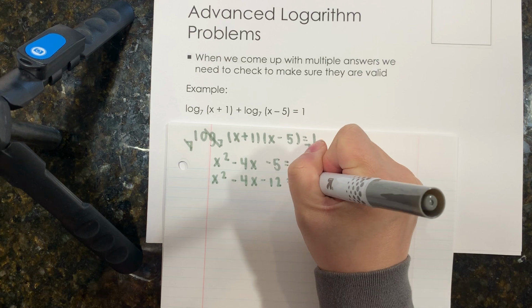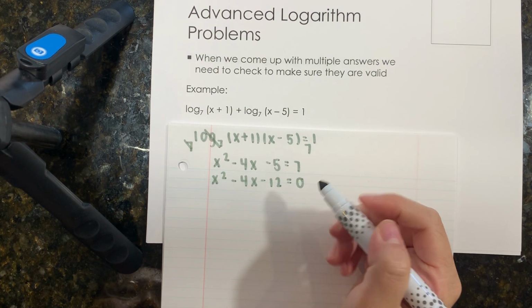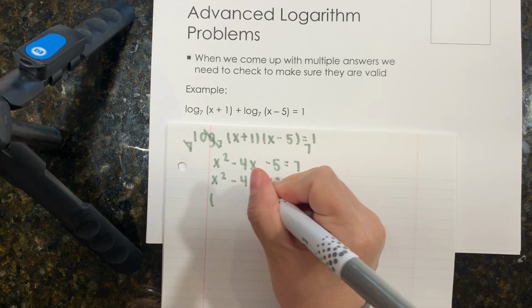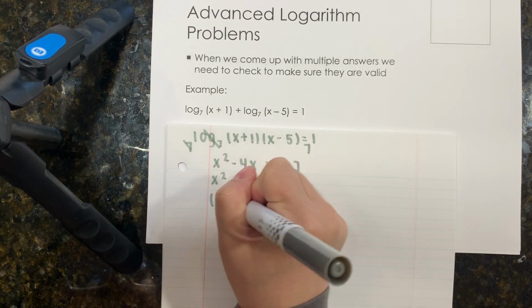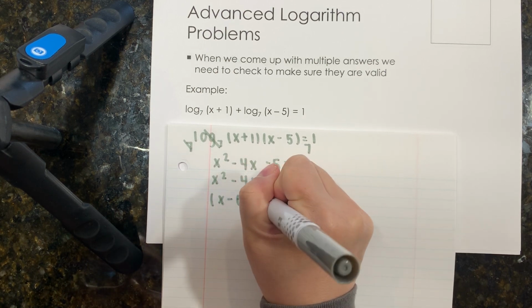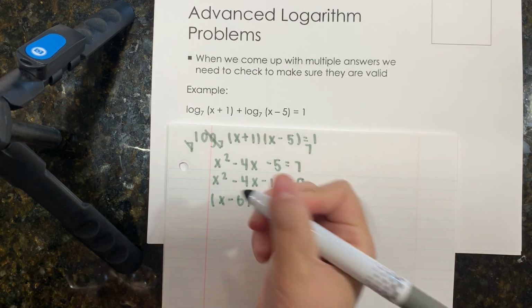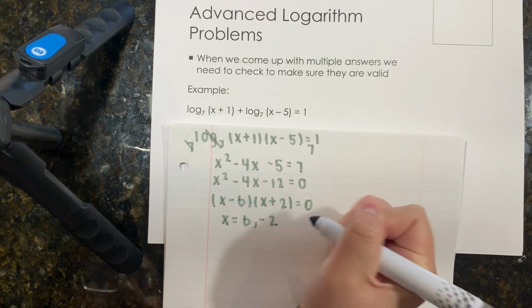Now, if I bring the 7 to the left-hand side, I'm going to get x squared minus 4x minus 12 is equal to 0. Now we can see that that actually factors evenly because I have two numbers that multiply to give me negative 12 that add up to give me negative 4. And those two values would be negative 6 and positive 2, so x minus 6 and x plus 2, which means that my two solutions for x would be positive 6 and negative 2.